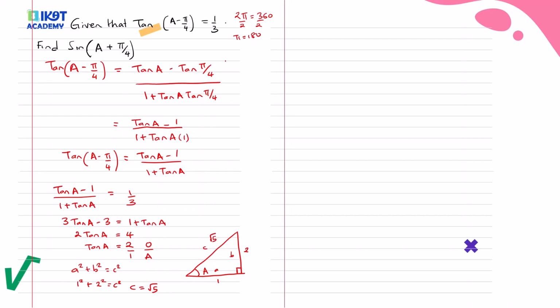So from this we can get the sine of A, being opposite out of hypotenuse from SOH CAH TOA. So this is 2 out of root 5. And the cos of A we can get from adjacent out of hypotenuse, 1 out of root 5. Now we can come and solve this.